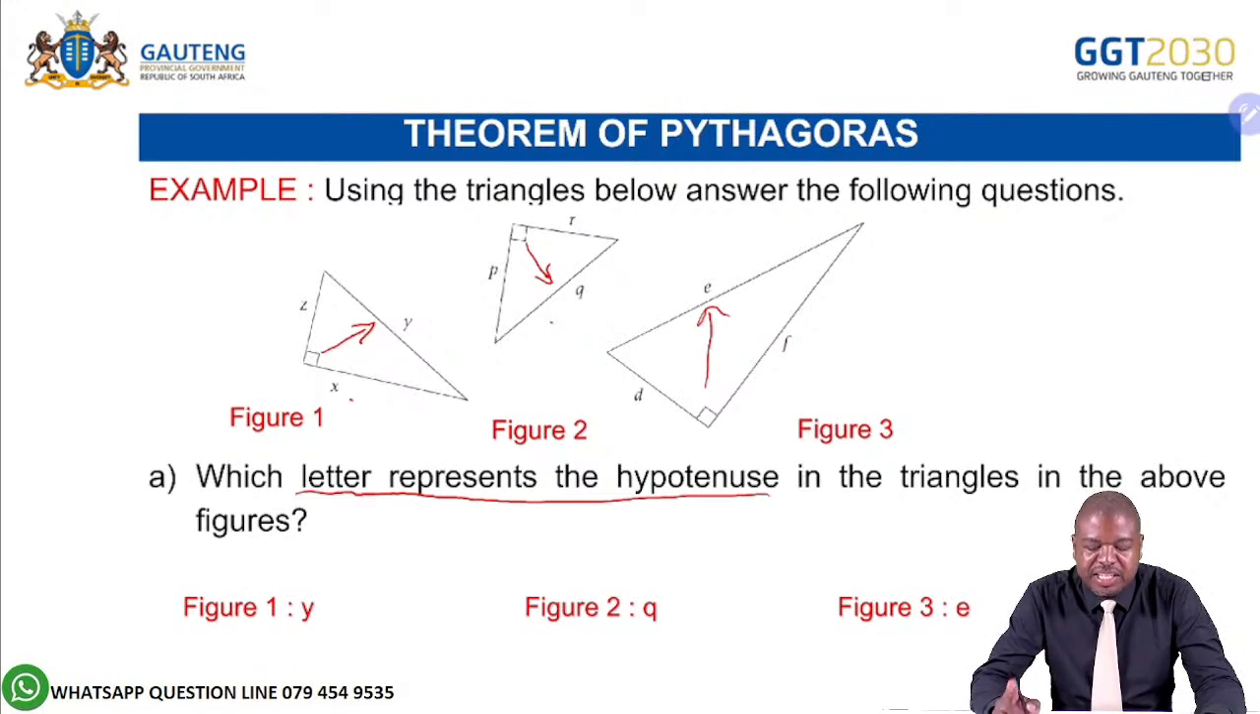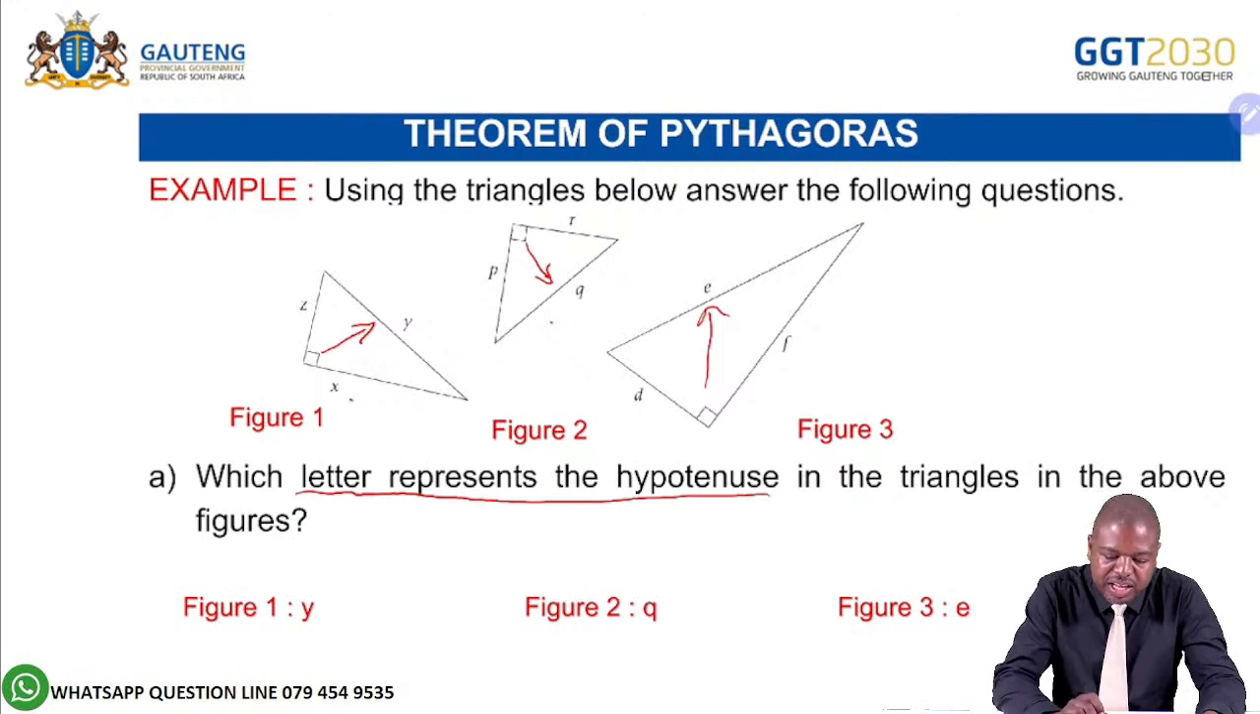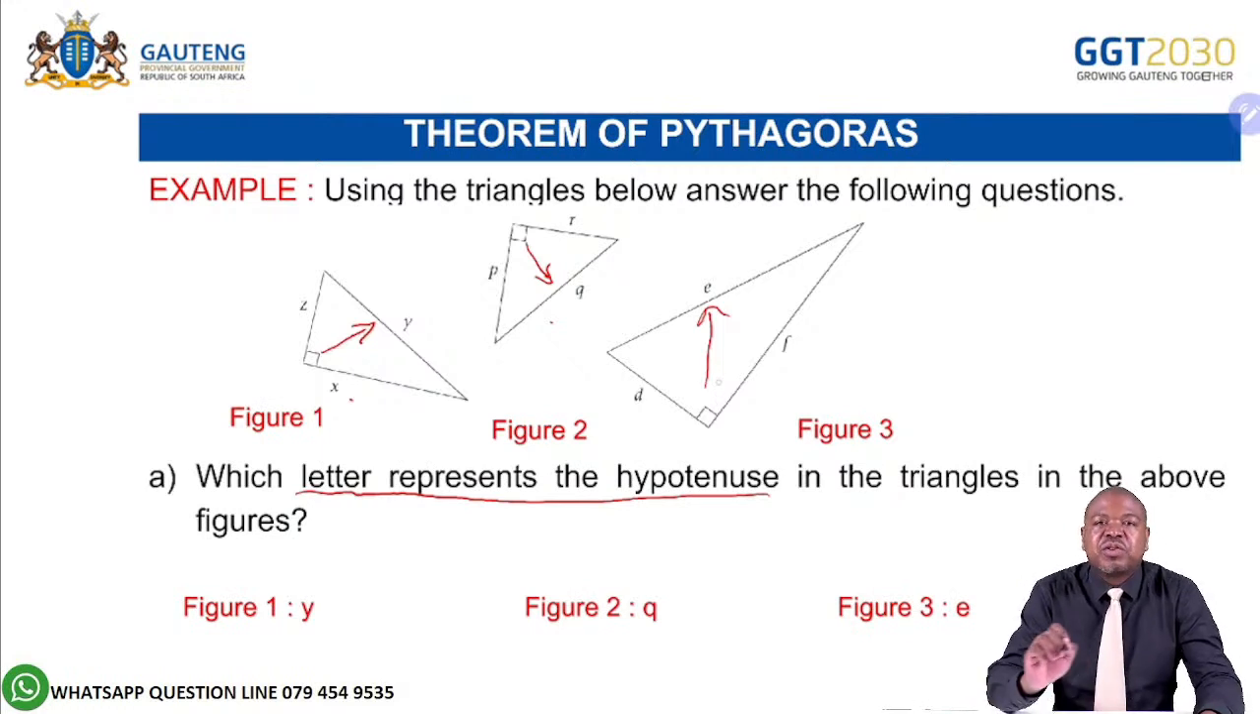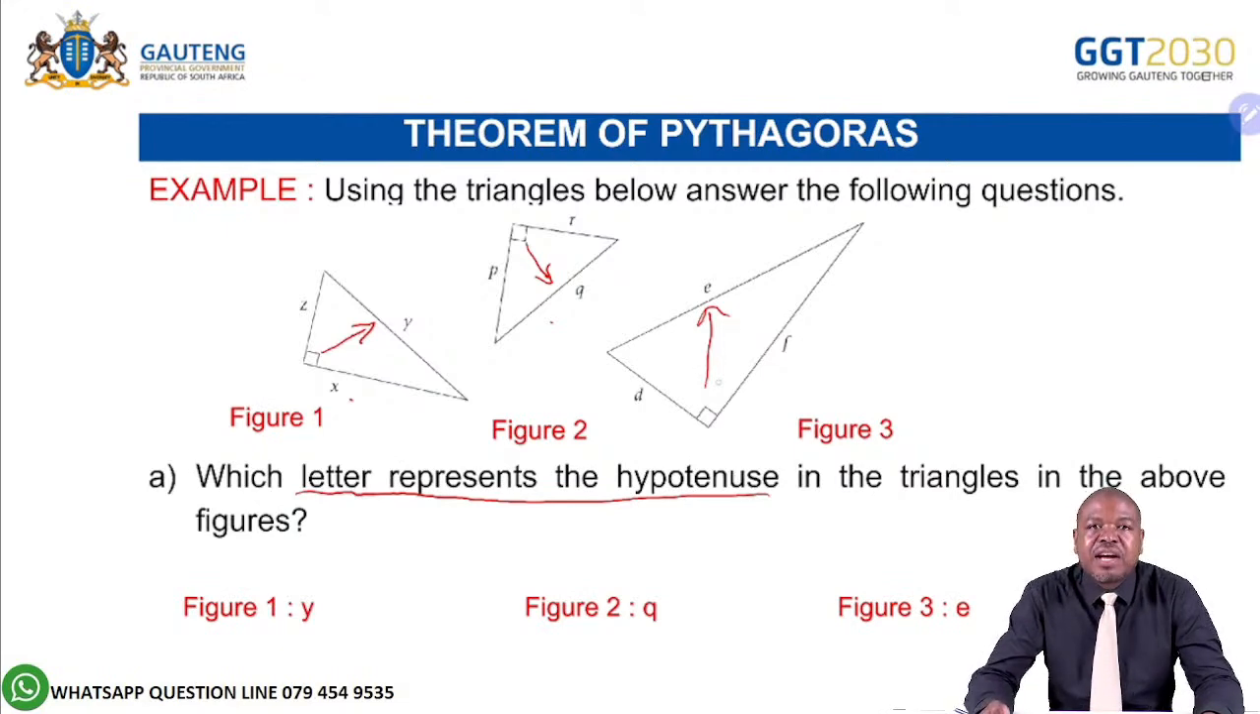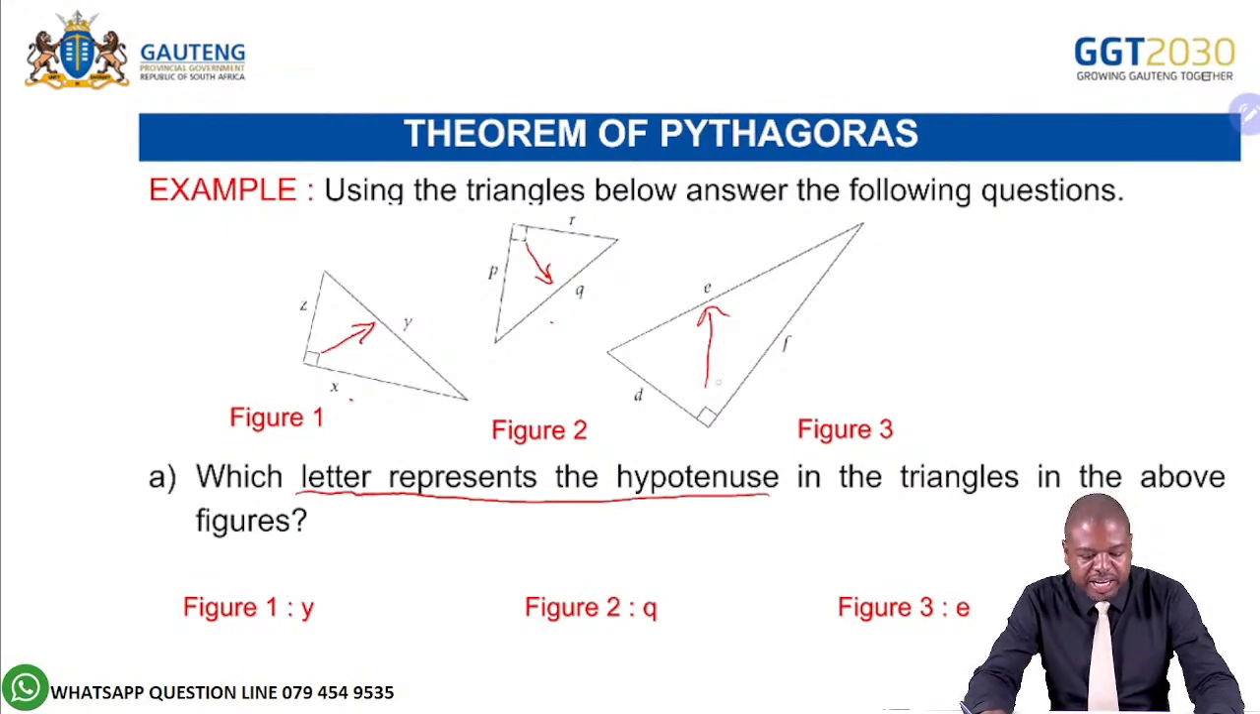I know from now on you won't forget what the hypotenuse is. It is the side opposite the right angle in a right angle triangle, and it is also the longest side. Remember, when dealing with triangles, we learned that the longest side is opposite the biggest angle, right? So here, the largest angle is what?